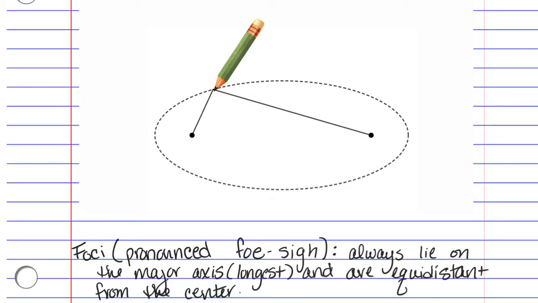If your ellipse looks like this, where it's longer left to right, then your foci are going to be located on the left and the right side of your ellipse on that major axis, the x-axis. If your ellipse was tall and skinny, then your foci would lie on the upper edge or the lower edge of your ellipse.